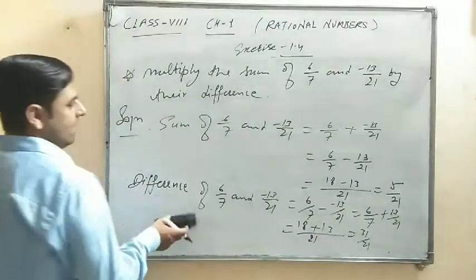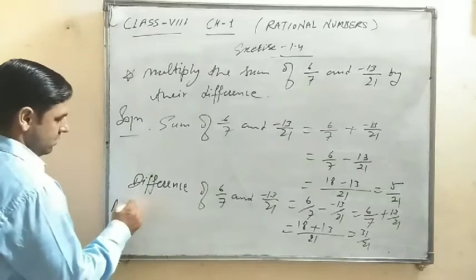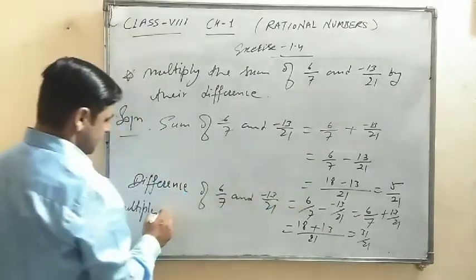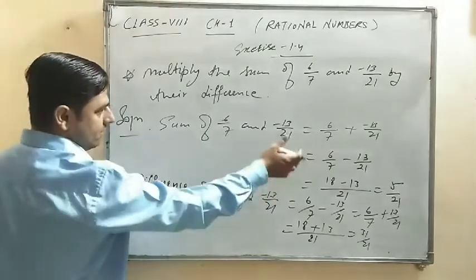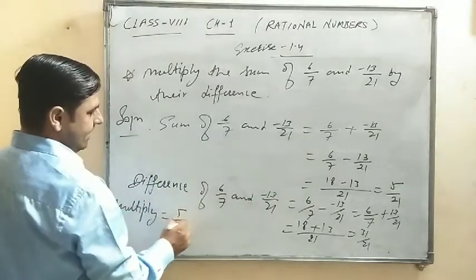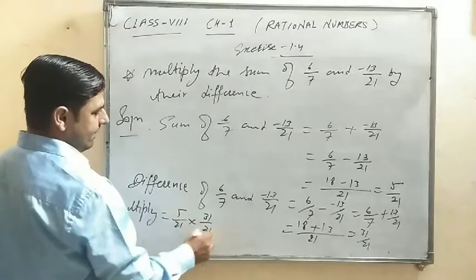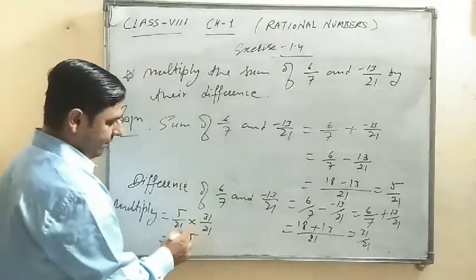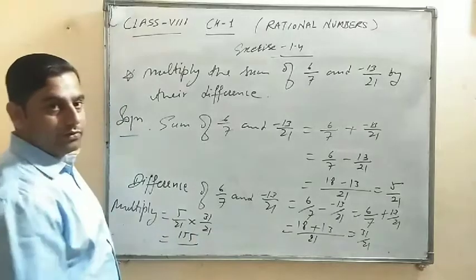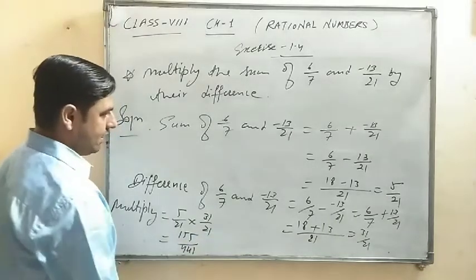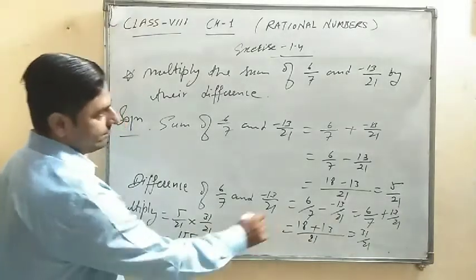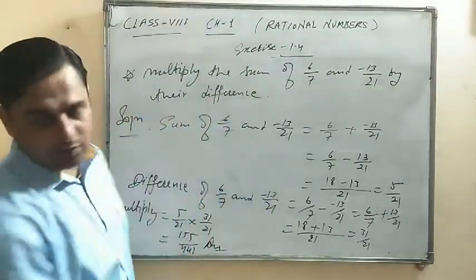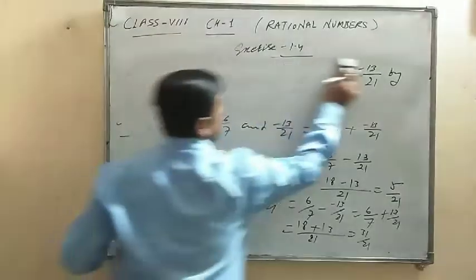So then multiplication. Now the multiplication of both resulting numbers, 5 by 21 into 31 by 21. So then you will get the result 5 1 is 5, 5 3 is 15, 21 into 21, then 440. This is the answer. Okay, next one is the product of two rational numbers.